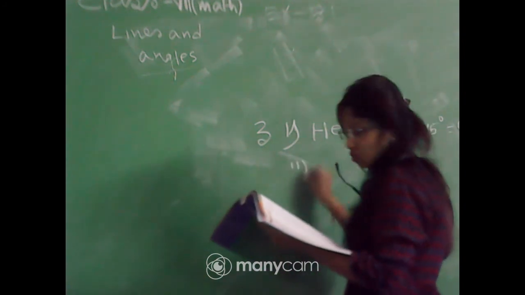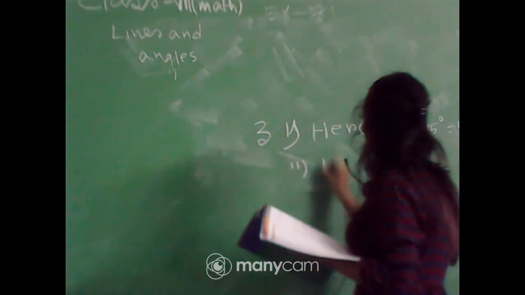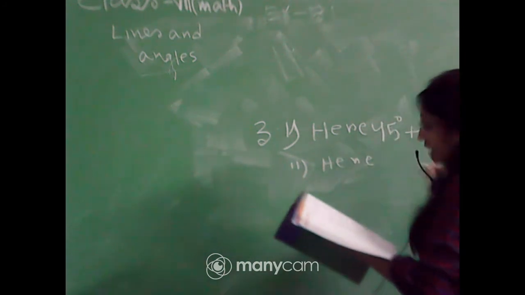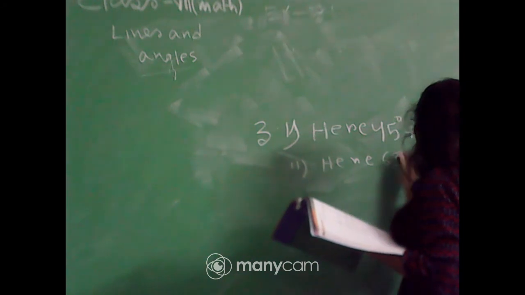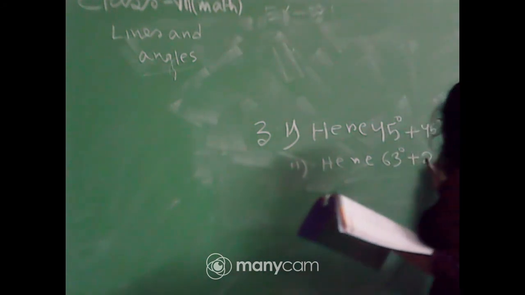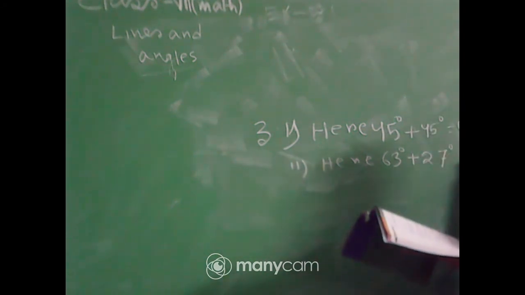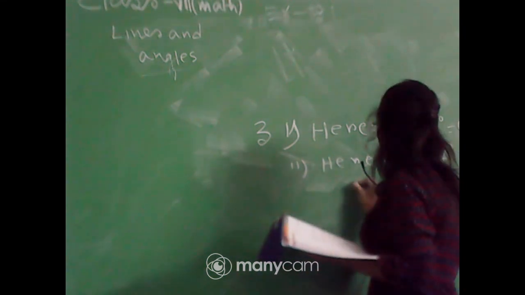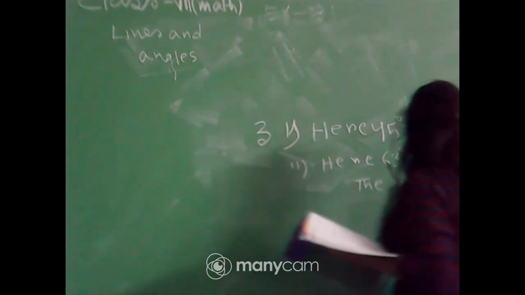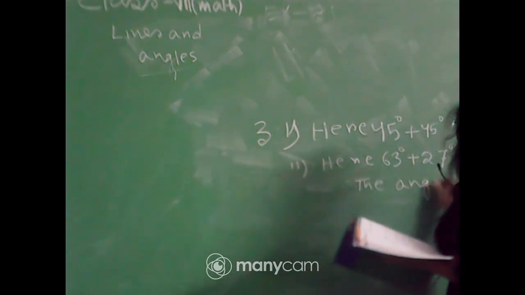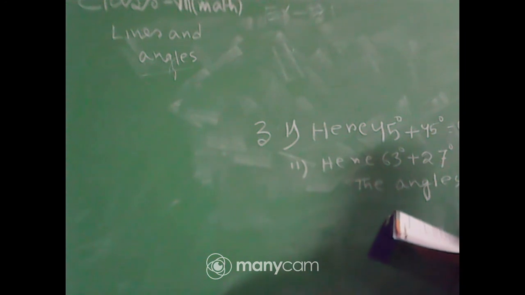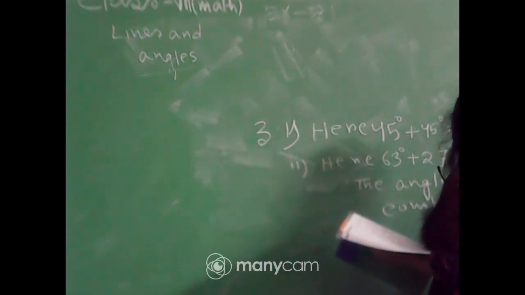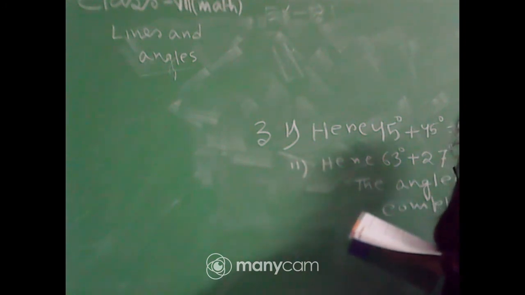Question number 2. Here angle 63 degree plus 27 degree is equal to 90 degree. Therefore, the angles are complementary angles.